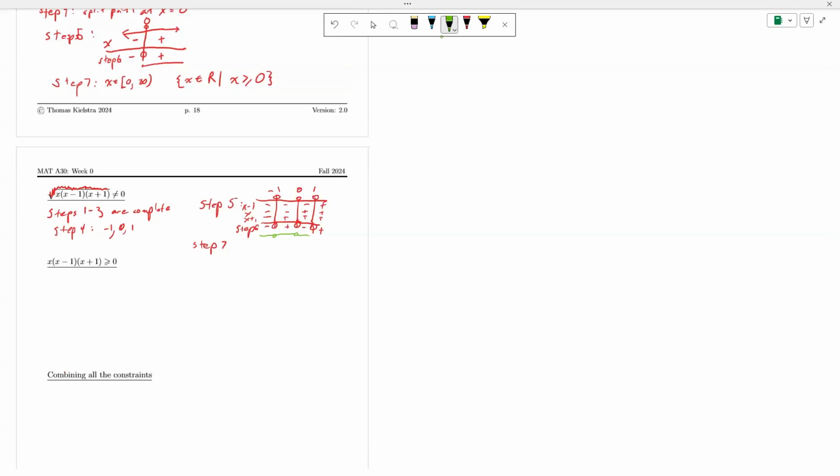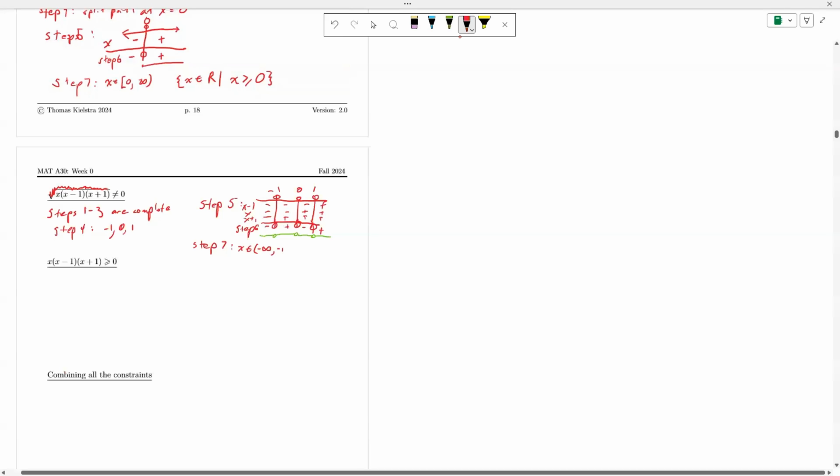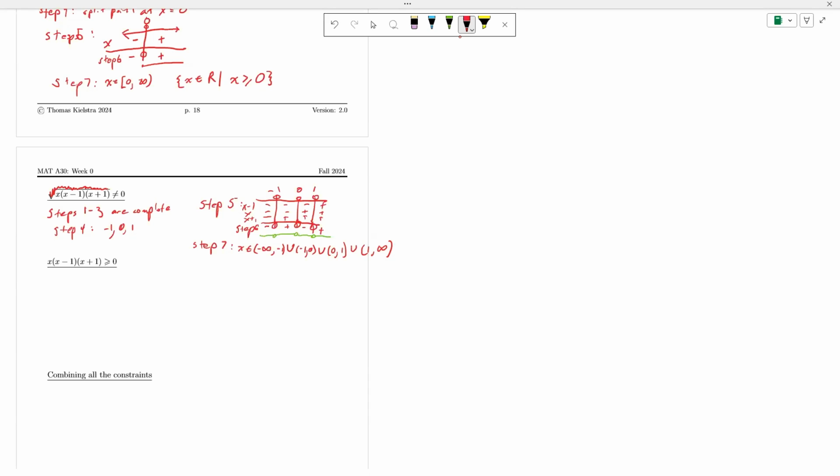And I will often draw a sketch of the number line below to think about, okay, what is the set that satisfies the constraint? And here it is, x is in minus infinity to minus 1, union with minus 1 to 0, union with 0 to 1, union with 1 to infinity. And we're not including minus 1, 0, or 1. And that is our interval notation.